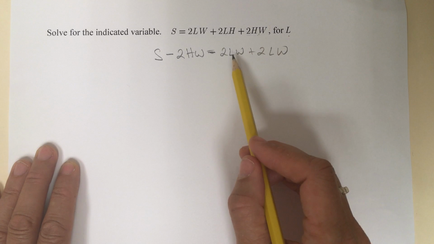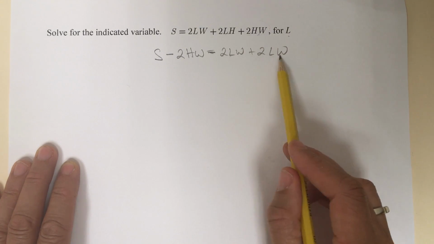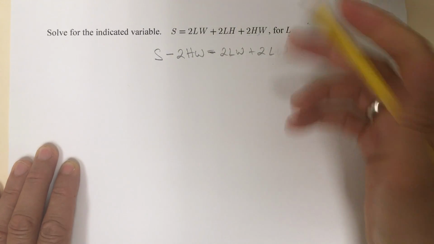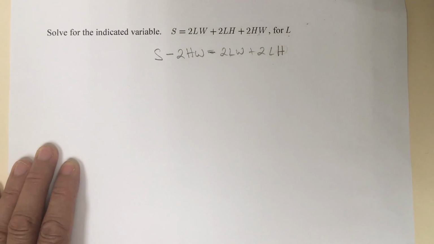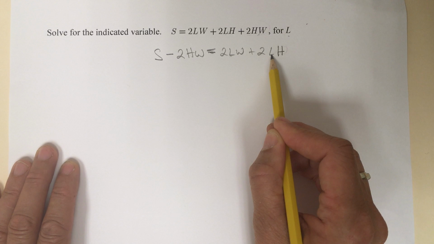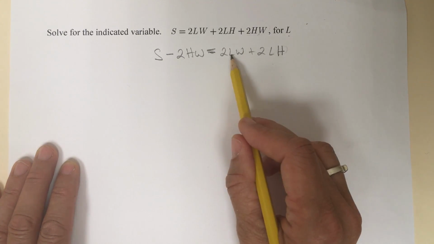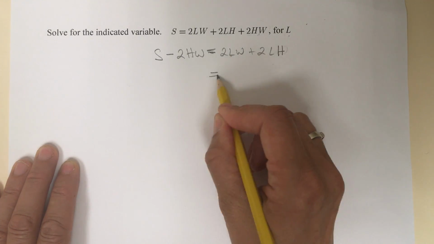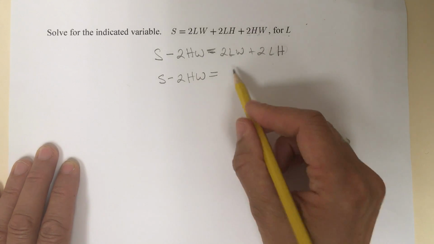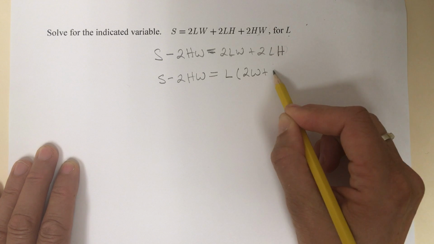Okay, so now I have the L's on one side, and every term on this side has an L. Oops, looks like I made a typo. This is supposed to be an H. The issue is that I have L written physically 2 times, and I have to get the L written only once. So what I need to do now is to factor out the L. So this side is still going to be S minus 2HW. Here, when I factor out an L, I'm left with 2W plus 2H.